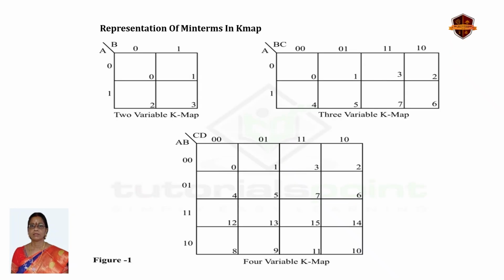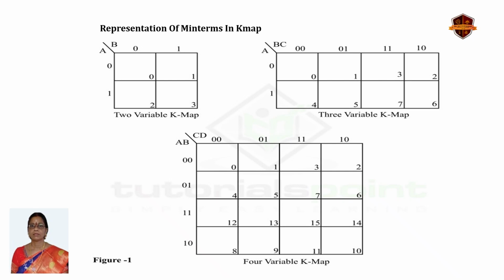So now the representation of minterms in K-map can be discussed. First you see the two variable map, which is given as A and B. A is on the column side and B on the horizontal side. A will have values both 0 and 1, and B will have both values 0 and 1. Inside the squares, it is marked as 0, 1, 2 and 3, which corresponds to AB as 0 0, 0 1, 1 0 and 1 1. So thus it is a two variable K-map.